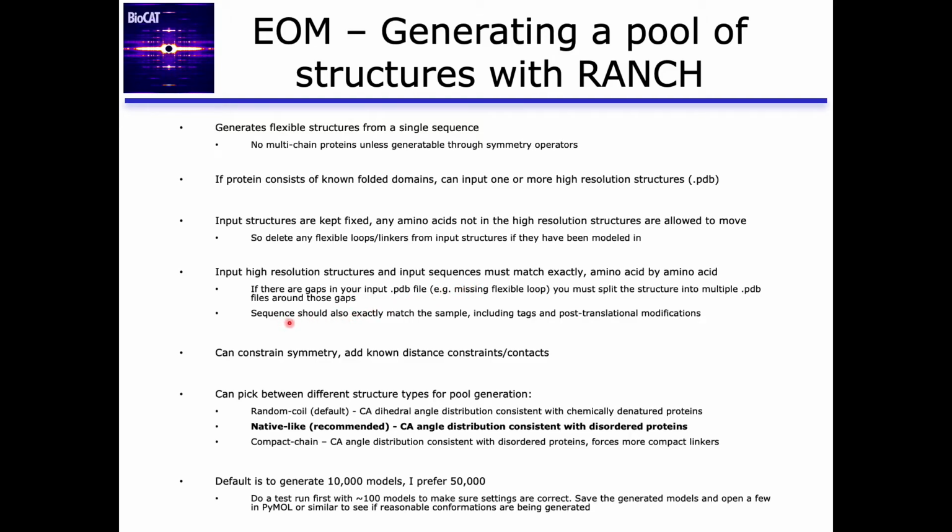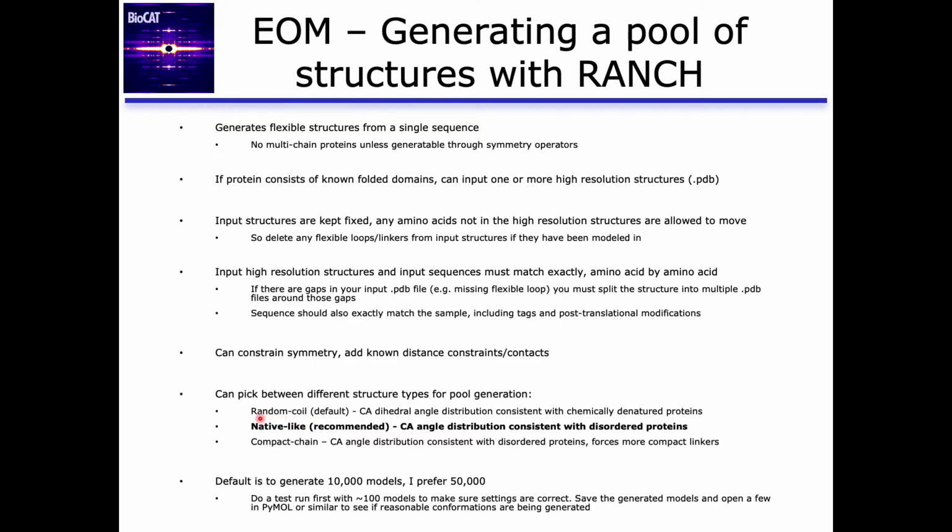Additionally, of course, your sequences should also exactly match the sample, including any tags like a his tag in particular, or post-translational modifications. You can constrain symmetry, you can add known distance constraints or contacts if you have them, and then you can also pick between different structure types for pool generation. So this is very important.